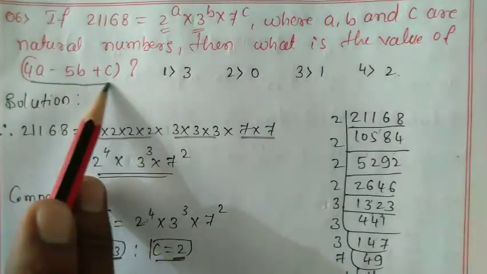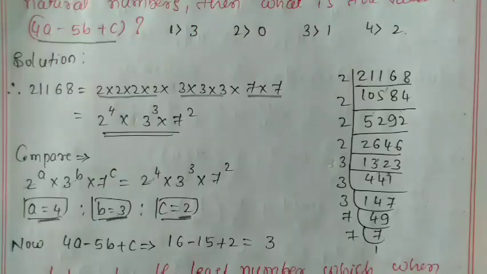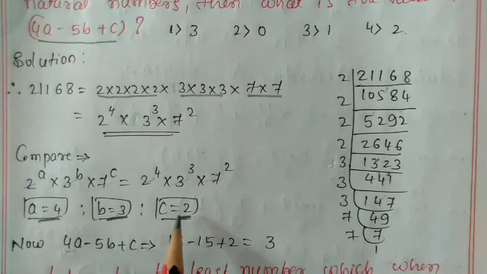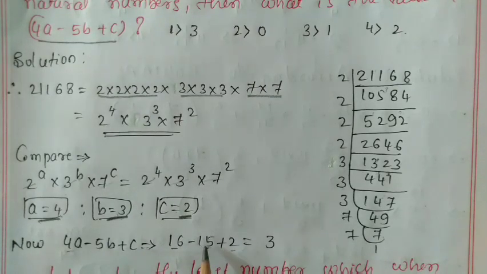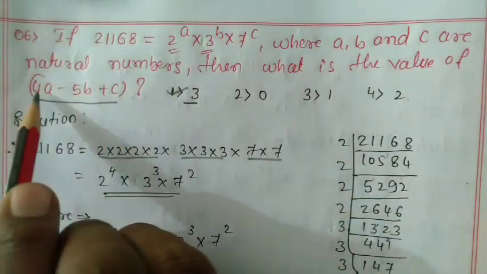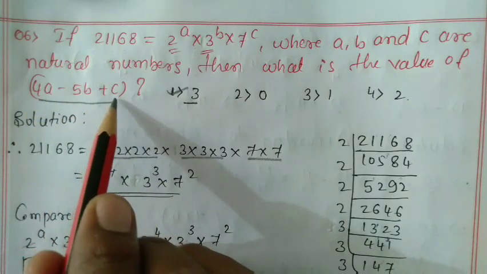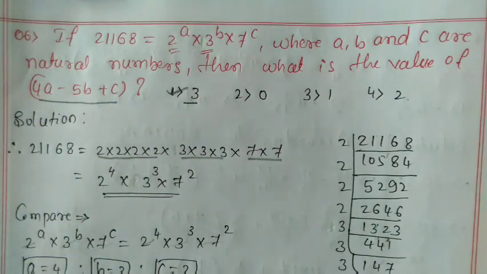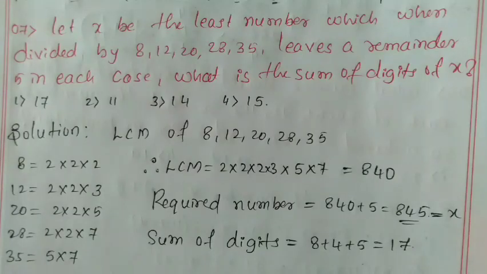Then you can find the value of 4a minus 5b plus c. So you can write here now 4a minus 5b plus c equals 4. a means 4, 4 4s are 16, minus 5 into b is 3, 5 3s are 15. Okay, so plus c value is 2. 16 minus 15, that is 1, 1 plus 2 is 3. So the correct answer is 3. That is the value of 4a minus 5b plus c equals 3. You can write. Next I will go to the 7th one.